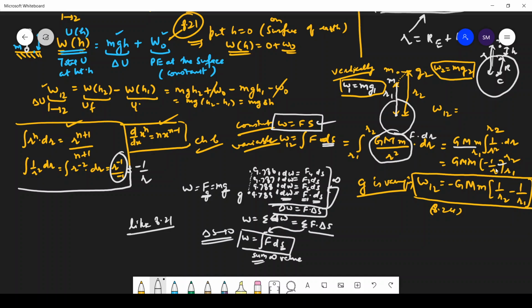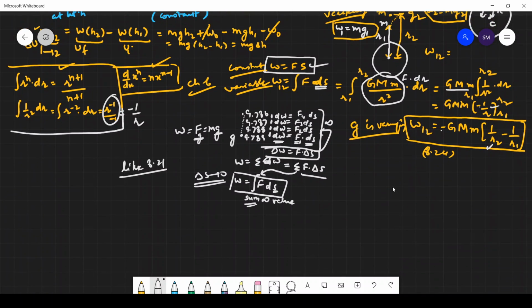So how do we remove the limits? Put r equals r2, the final value, minus, this negative is outside, okay? So 1 by r is there. So final value minus initial value r1, okay? So that's how we get to plug into the formula. Is it clear? Yes, sir.